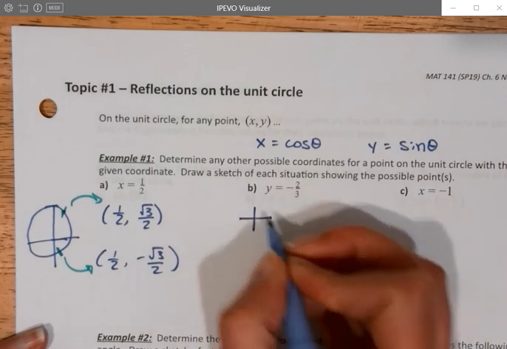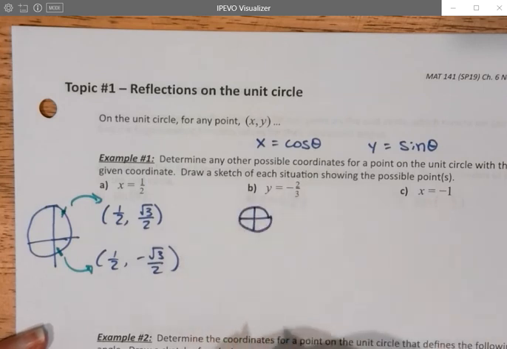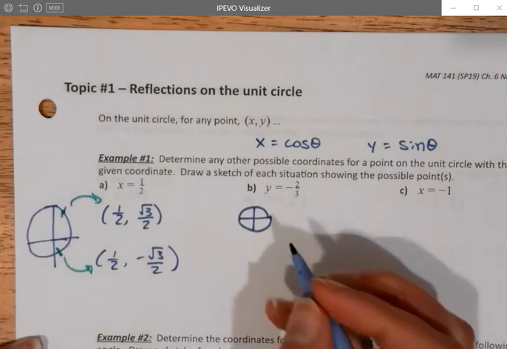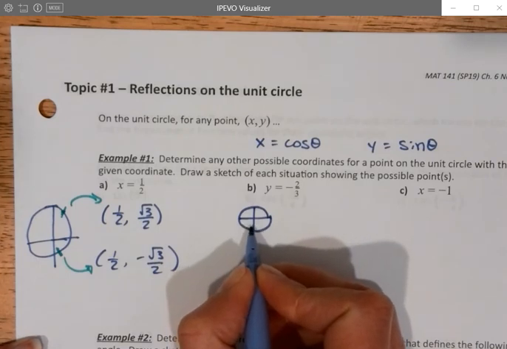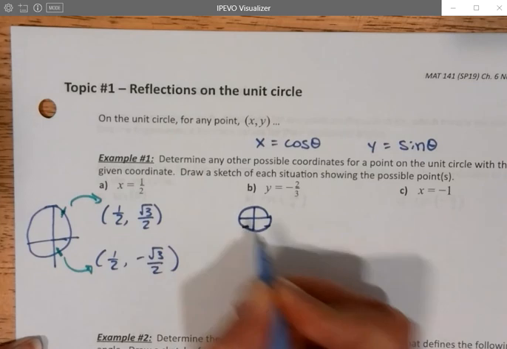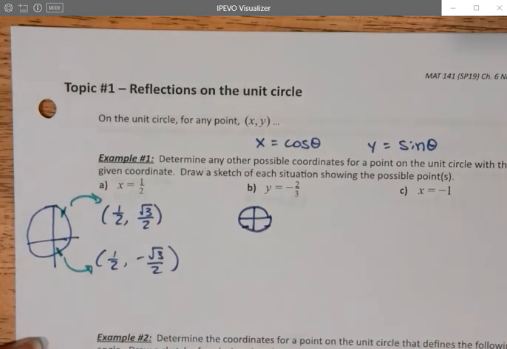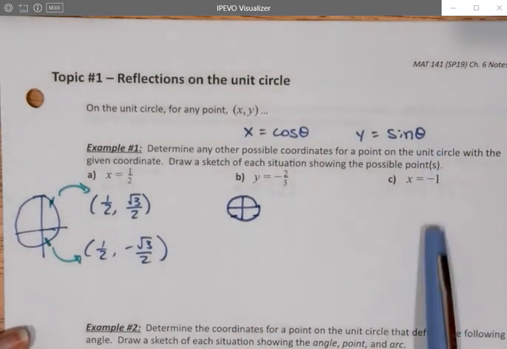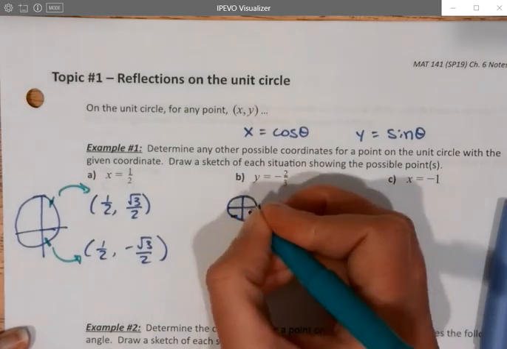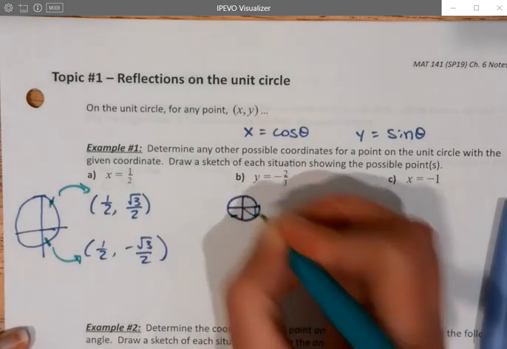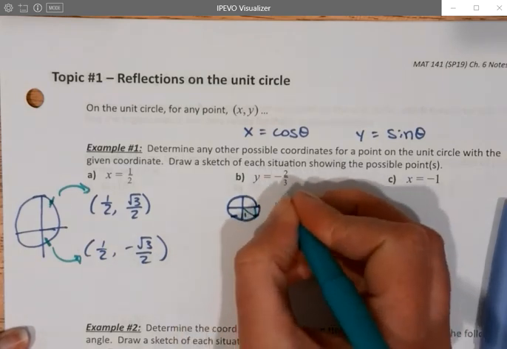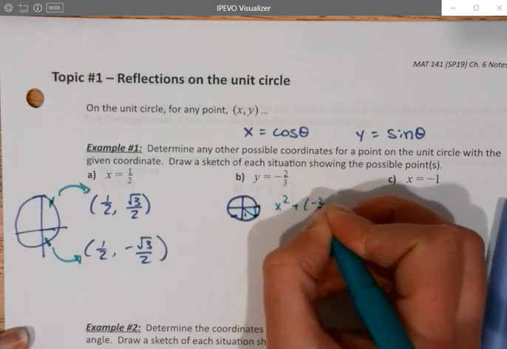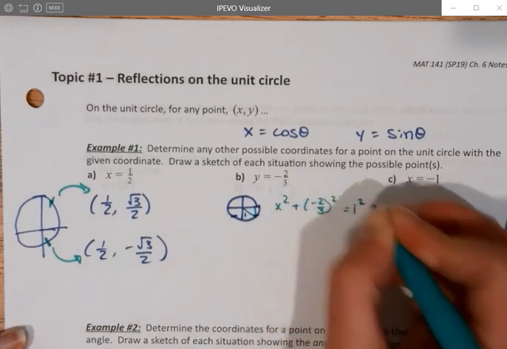So my sketch on the unit circle has a y value of negative 2/3. So we're going to be looking at y's of negative 2/3. So y values right around here and here. So the same y value is going to have one positive x and one negative x. Okay. Now, I know that it's on the unit circle, and so I can solve for the x value, and we'll just take a look at one of these first with this triangle. I know that it's the unit circle, so the radius is 1. So I know that x squared plus negative 2/3 squared equals 1 squared.